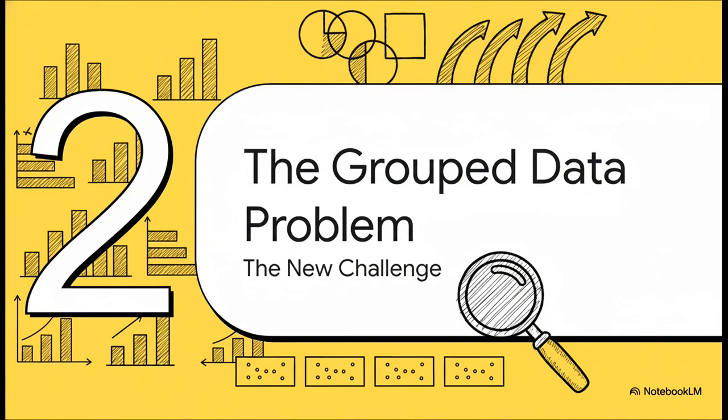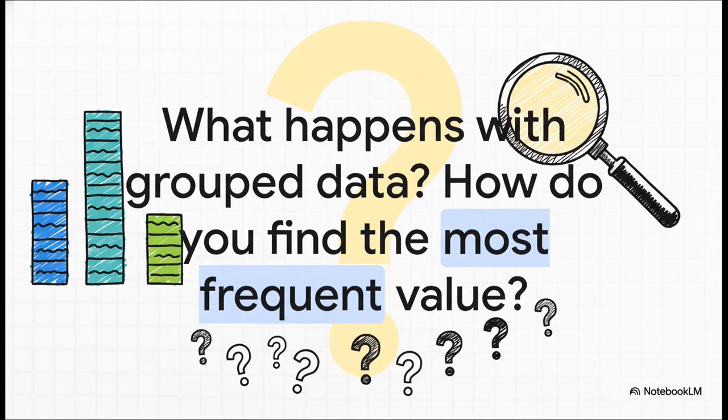But now let's level up. What happens when the data isn't given as single individual numbers, but in groups, or what we call class intervals? So think about this for a second. What if the data is presented in ranges, like 1 to 3, 3 to 5, and so on? How in the world do we find the most frequent value then? We can't just spot it by looking anymore.